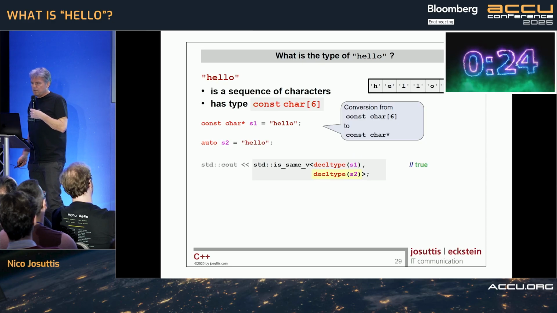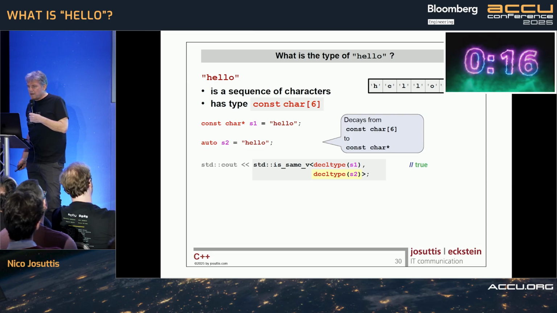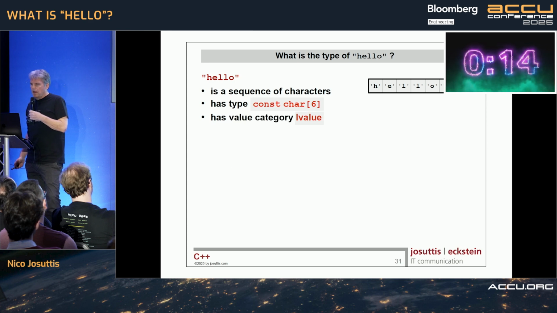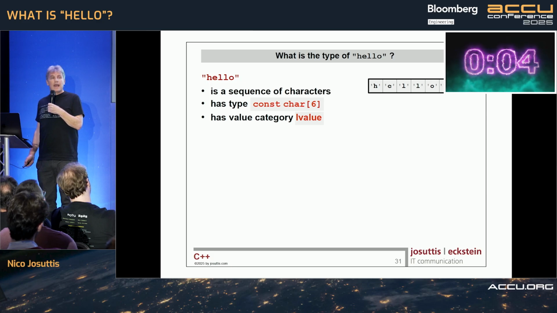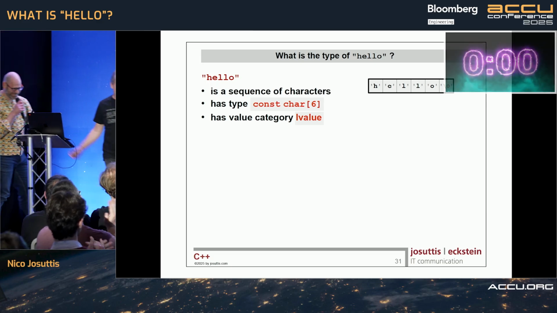So why did this work? Because the conversion from const char[6] to const char* happened here and here because we decay, and that's the rule. So you know now, "hello" is a sequence of characters. It has type array of 6 constant chars, and the value category is lvalue. Thank you very much. Flawless, flawless.